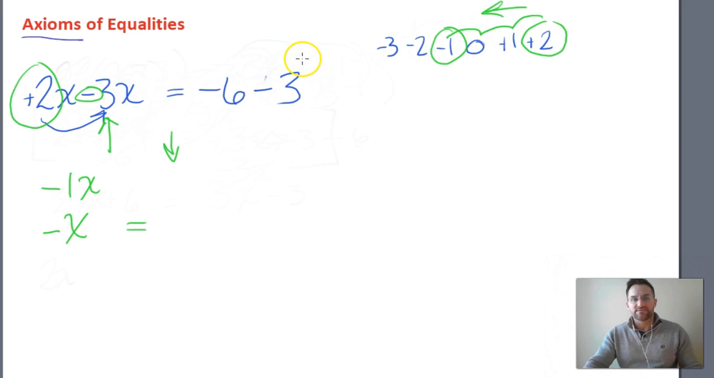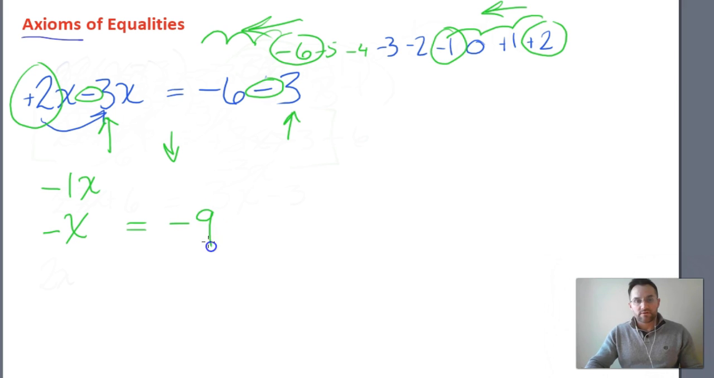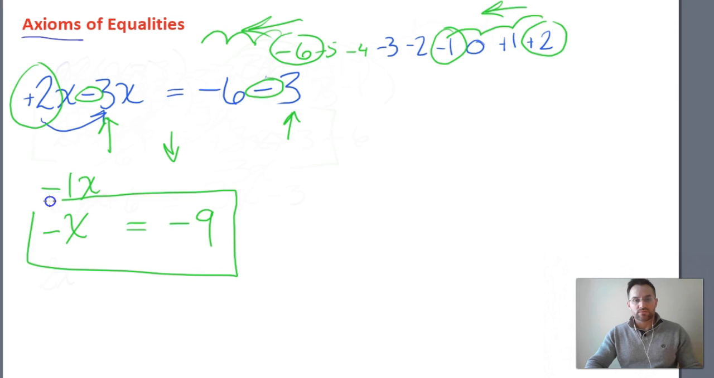We would just go to the negative 6 on the number line. So we'd have negative 4, negative 5, negative 6, right? From here, we'd move in the negative direction. How many places? 3, right? So we'd go negative 7, 8, and so on. So we end up with negative 9, right? So we have -x is equal to -9.